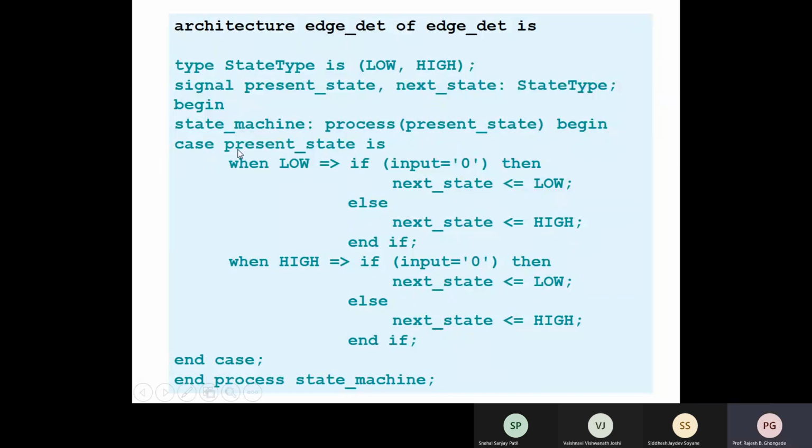The case present state is when low, what should happen? Read it like this: in the case where present state is low, what should happen? Again, I am going to check for input. If input is 0, then next state is assigned as low, or else next state is assigned as high.